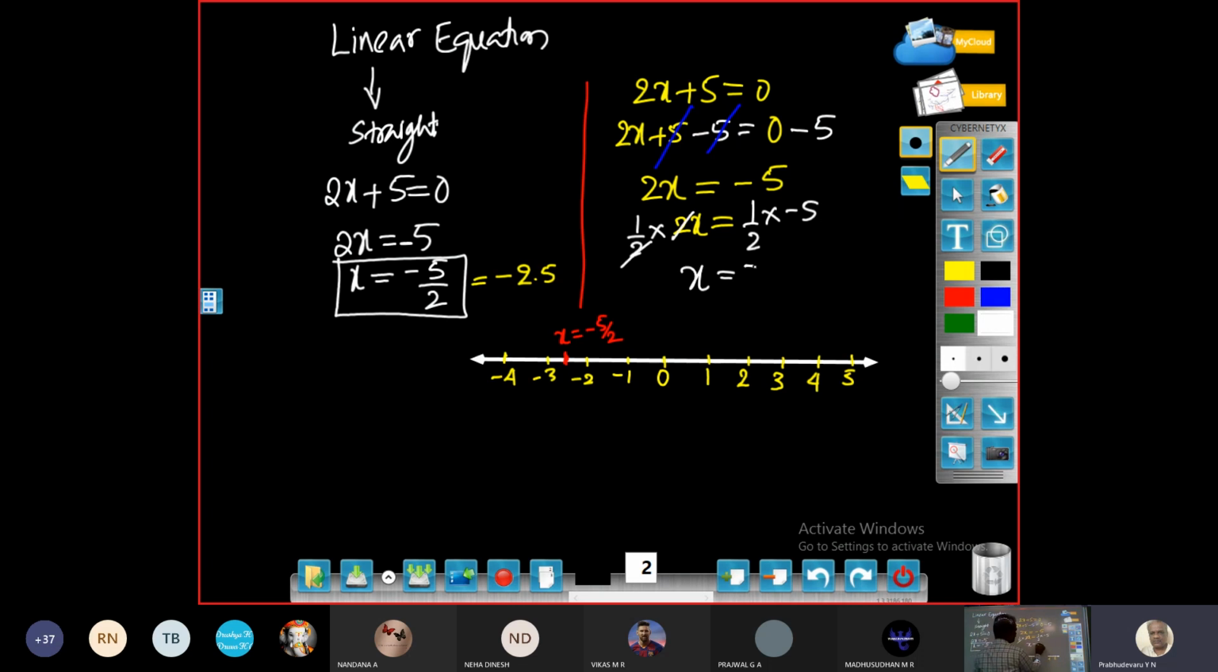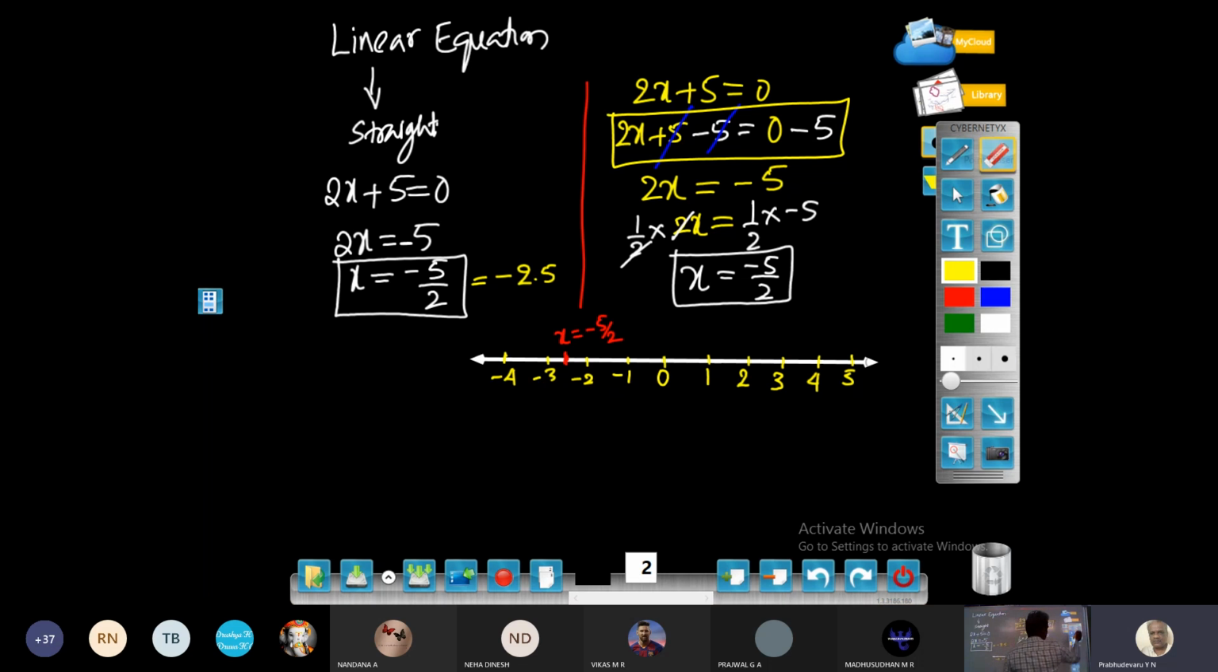So you will get x is equal to minus 5 by 2. Here, first stage you look at this. Here we added minus 5 to both the sides because it's an equation. Whatever the operation you do, you have to do it on both the sides. Minus 5 is done at both the sides. Here we have multiplied by 1 by 2 on both the sides. So like this you can solve the equation.